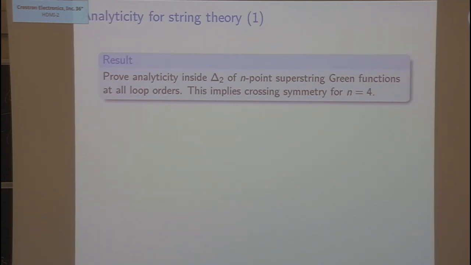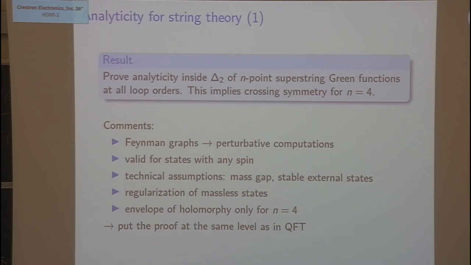So the paper should appear soon, hopefully. Okay, so using this prescription, we could prove analyticity in delta of 2 of the n-point superstring Green function at all loop orders. And from the previous works of Bros, Epstein, and Glaser, this implies crossing symmetry for n equal 4. Here are some comments. First, we work with Feynman diagrams, so it is a perturbative proof, contrary to the original proof. It's valid for states with any spin. There are two technical assumptions: that we have a mass gap and stable external particles.